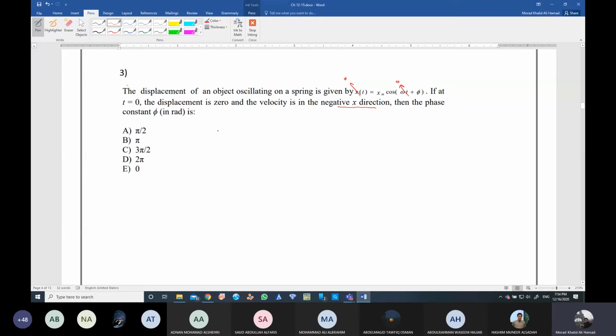It is mentioned in the question that x of t is equal to 0 when t is equal to 0. So we end up with 0 equal to xm cosine phi. Actually it was x of t equal to xm cosine omega t plus phi. Now instead of t, I put 0, so we ignore this term. We end up with xm cosine phi equal to 0. So from this equation, cosine phi is equal to 0, after dividing by xm, and phi will be equal to cosine inverse of 0.